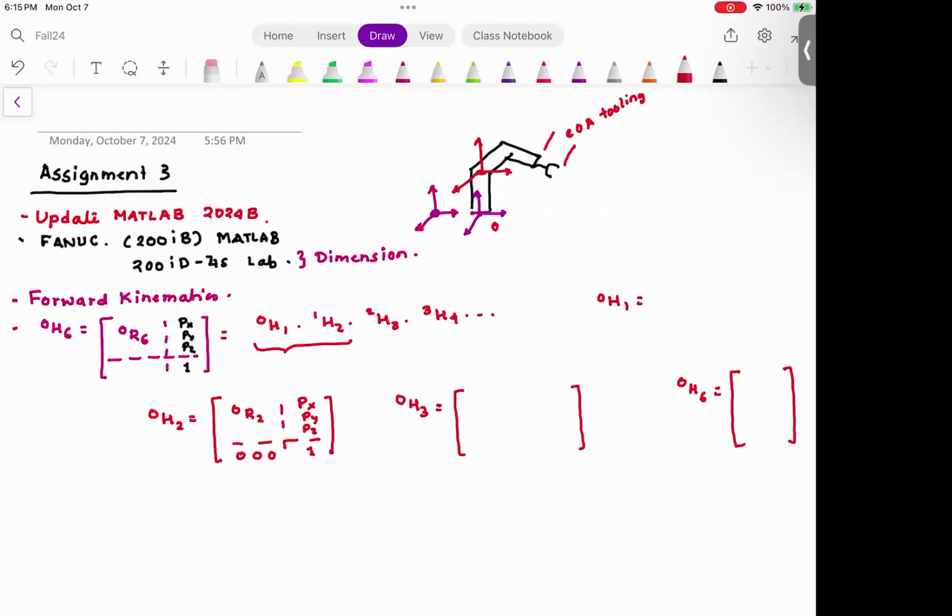So go in pieces, step by step. Make sure your first frame is at the correct position and correct orientation. Second frame is at the correct position, correct orientation. And you go on from there. And then finally you'll get the correct answer.